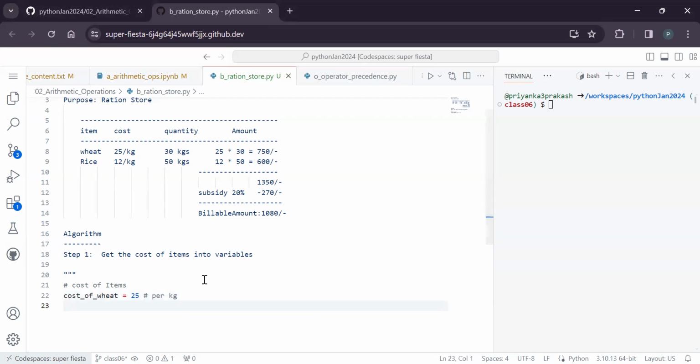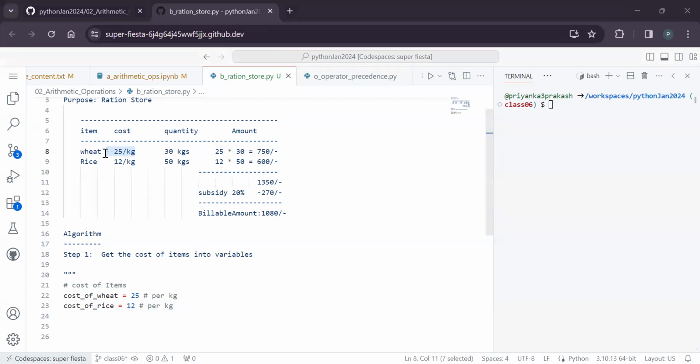Per kg. See, I wrote a comment at the start. This entire line is a comment. So from here onwards, it is a comment. Similarly, cost of rice is equal to say 12 per kg, for you to better understand. So I got the cost of these things.